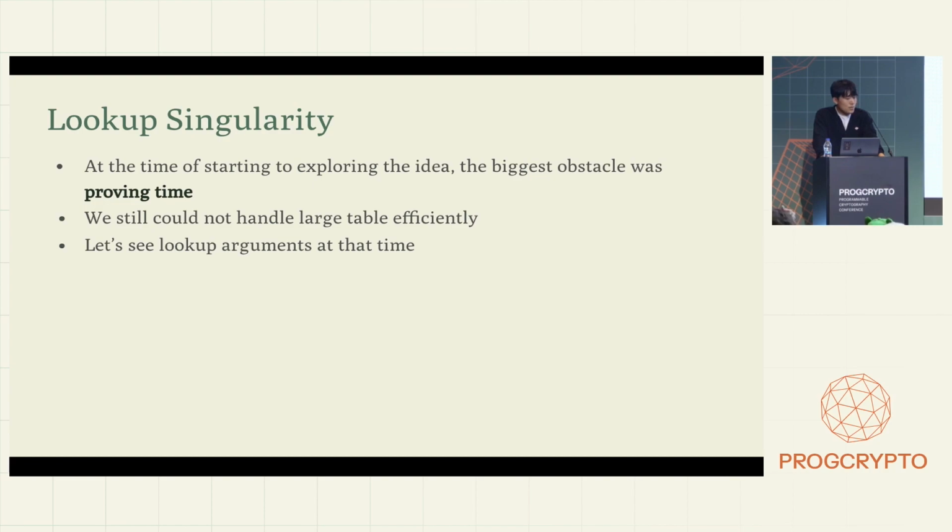At the time we started exploring this idea, the biggest obstacle was the proving time of lookup arguments. Let's imagine we want to achieve lookup singularity to prove the execution of a VM. Then we should store all possible results of the execution in the table, and that would make the table size very, very large. At the time we explored this idea, we still could not handle large tables efficiently. So, let's see which lookup arguments were there at the time.